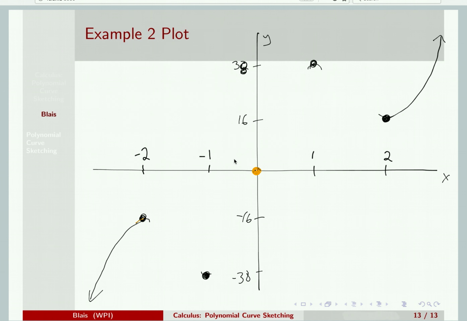We saw we had this local minimum here. We're increasing and changing concavity at the origin up to this point 1, 38, which is a local maximum. So we can see that the function should look something like this. We're concave up here, and then we switch to concave down at that point.